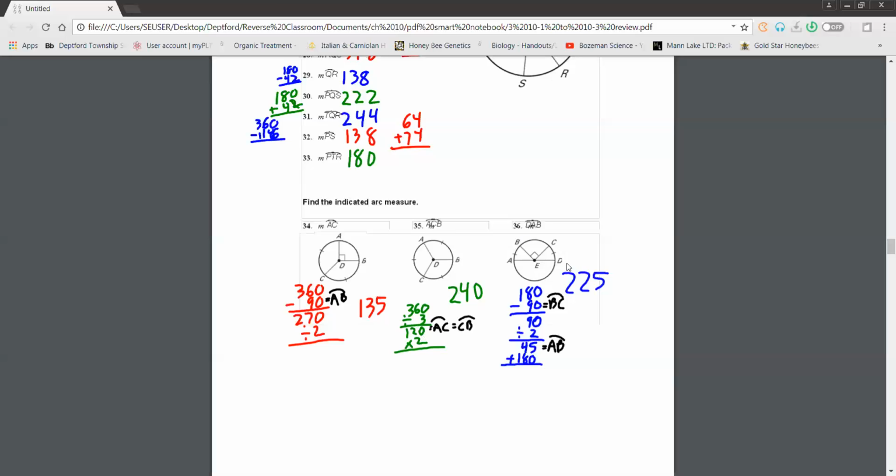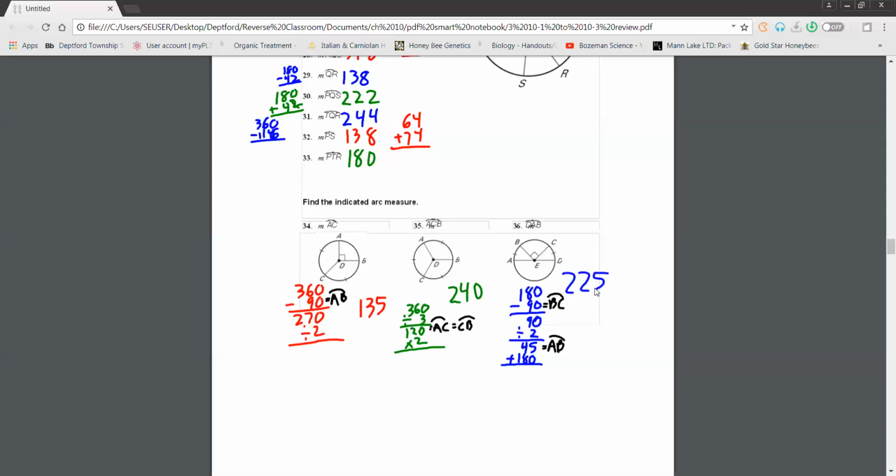ACD is half a circle. So, I know BC is 90, so I did 180 minus 90. That means that these two arcs, AB and CD, add up to 90. Divided that by 2, that gets me 45 for each one of these. So then DAB starts here, goes around this way, and goes up here. So it has the 180 over here and this 45. So I added those together to get the 225.